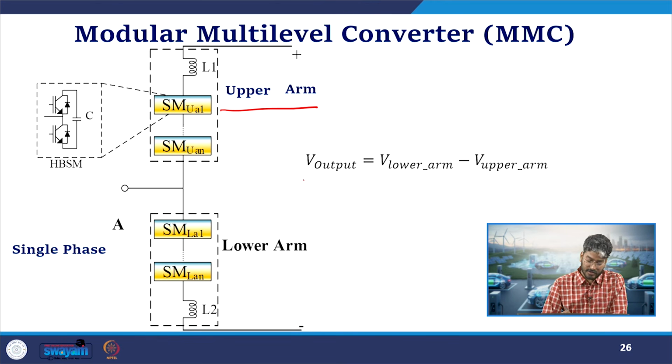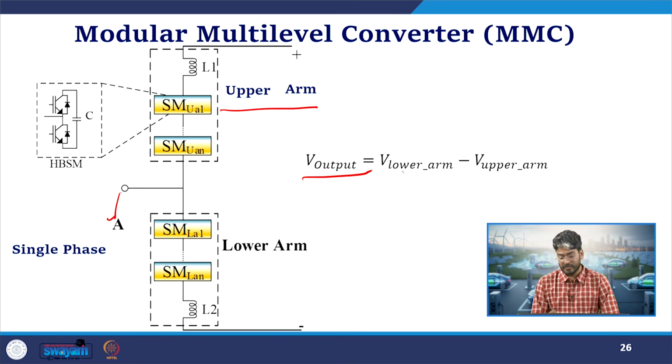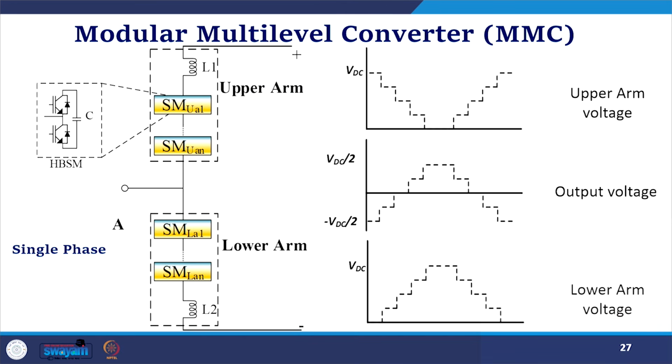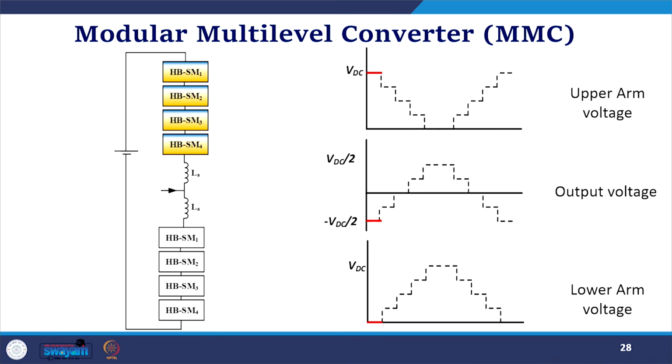Okay. So now the output voltage, that is the voltage which is generated across this terminal A or the AC terminal, will be the difference of the voltages generated by the upper arm and the lower arm. Let us see an example. So here, if you see, this is the upper arm voltage, this is the lower arm voltage, whereas the output voltage is the average of these. So we will see one by one.